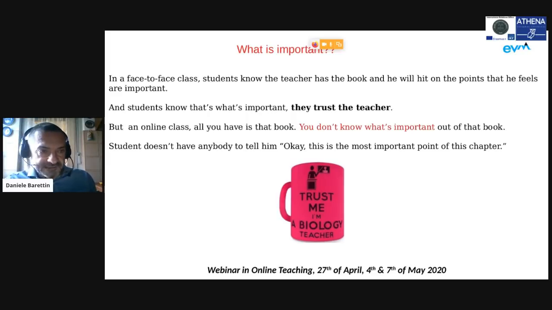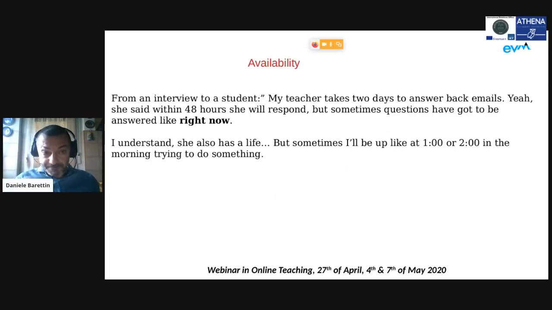Because normally, if you're in the class, you can immediately give them the feeling of what is important. With your voice, you can specify. There are thousands of ways. They trust you. But then in this way, they need some extra insights in order to have your feedback as a teacher. This is very important. Just do not get students lost somewhere during the course.